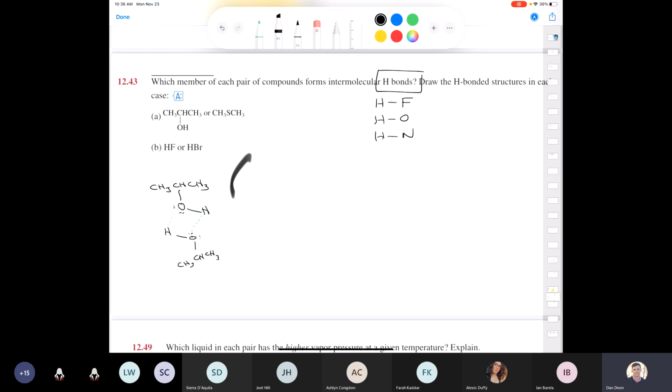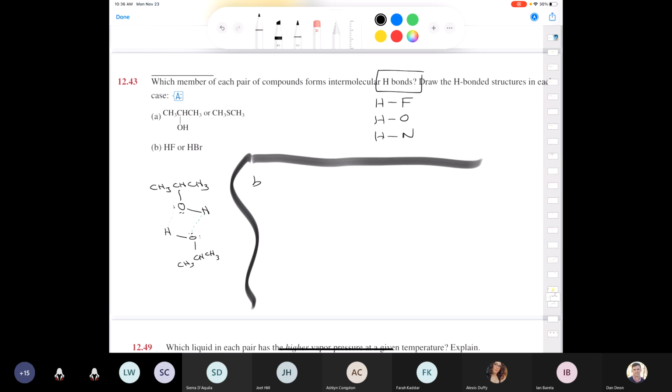And the next one, this is B. HF or HBr. Well, HBr can't be it, right? Because it's got no bond between hydrogen and fluorine, oxygen, or nitrogen. If I draw two molecules of HF, remember, you can put in your delta minuses and your delta pluses. So I have HF, I have another molecule of HF, delta minus, delta plus, and then I draw a hydrogen bond like that.